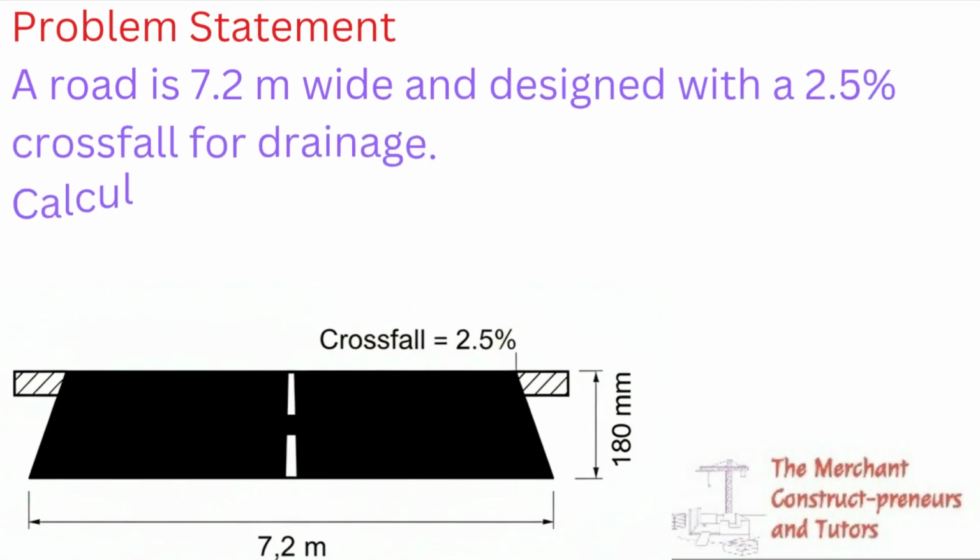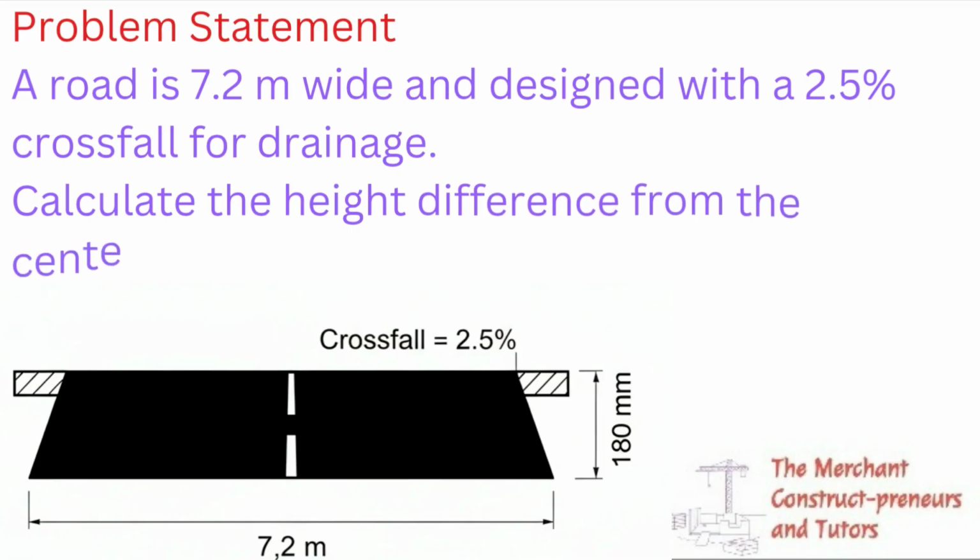So example 3, we are calculating road crossfall. This crossfall is just like when you are on the road, if you observe very well, you see that the road is not flat. It is sloping either way to the drainage. So that is what we want to look at. Problem statement: a road is 7.2 meters wide and designed with a 2.5% crossfall for drainage. Calculate the height difference from the center line to the edge. I believe this is explanatory enough, just like what we call camber in road construction.